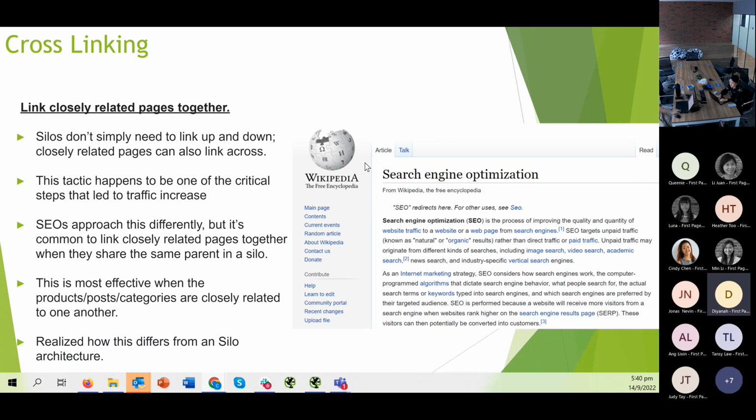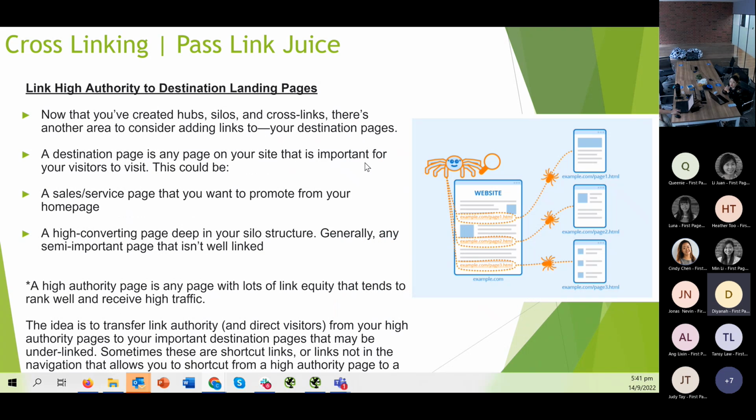I believe in the previous sharing there was a slide on silo architecture. To conclude, silo architecture is good. It's one of the ideal SEO practices, but it's not perfect. In reality, it's not the most perfect way that internal linking can be implemented. Another way, this page will show how cross linking works, how you link from a high authoritative page to a destination landing page.